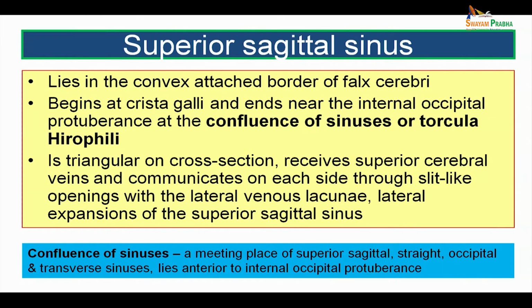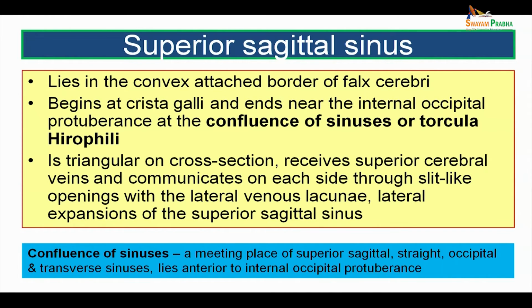This sinus lies in the convex attached border of the falx cerebri. It begins at the crista galli and ends near the internal occipital protuberance at a point which is called the confluence of sinuses or the torcula herophili. This confluence of sinuses is nothing but a meeting point of the superior sagittal sinus, straight sinus, occipital sinus and the 2 transverse sinuses, and it lies just anterior to the internal occipital protuberance.